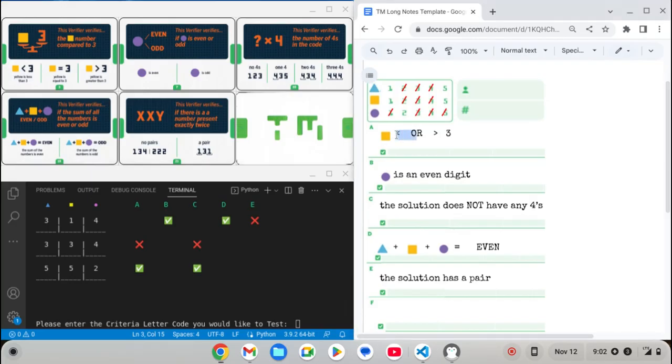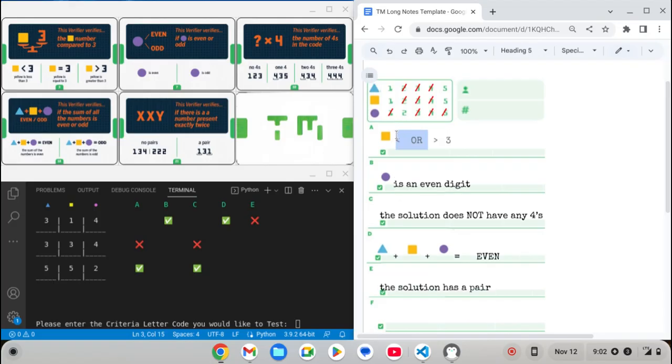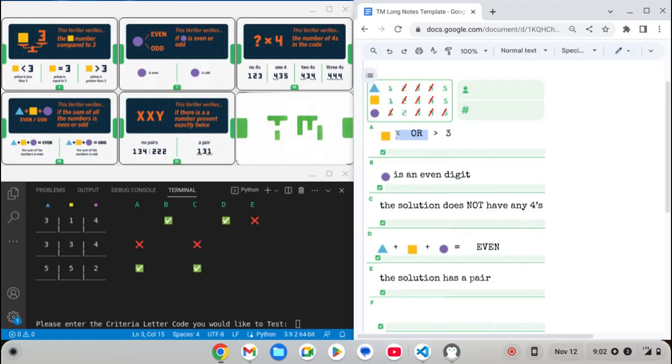So let me update these notes here. Okay, and since square has to be greater than 3, it's not a 1. So it's a 5, and because it needs to be paired up, that means triangle isn't a 1. So yeah, it looks like our solution here is going to be 552.